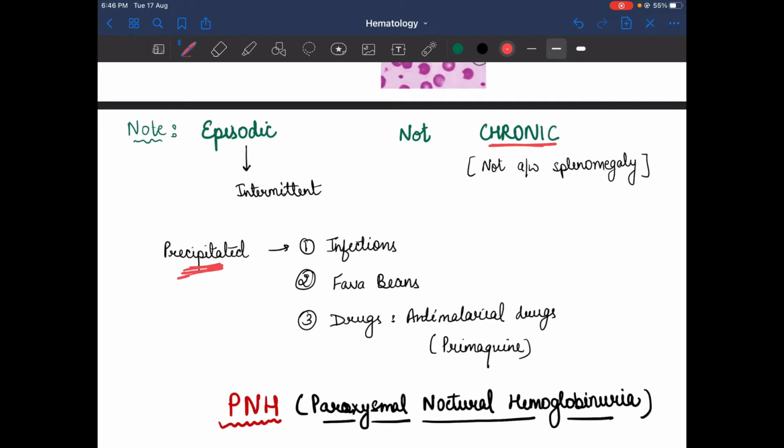So if it is episodic, it means suddenly there is G6PD deficiency or suddenly splenomegaly will occur. Then what were the precipitating causes? The causes were infection, fava beans, or an anti-malarial drug, that is primaquine. So infections, fava beans, and primaquine were the precipitating causes.